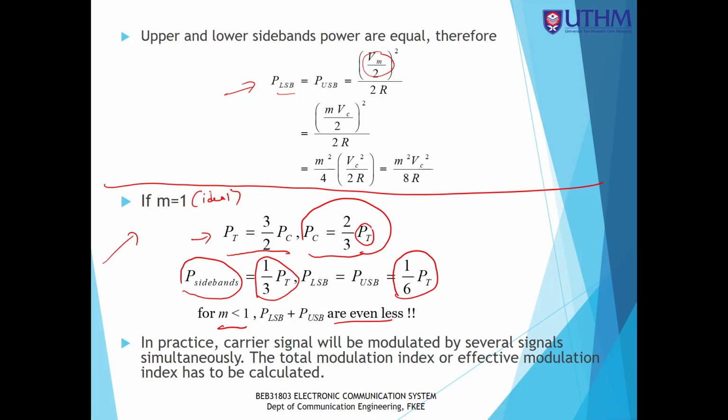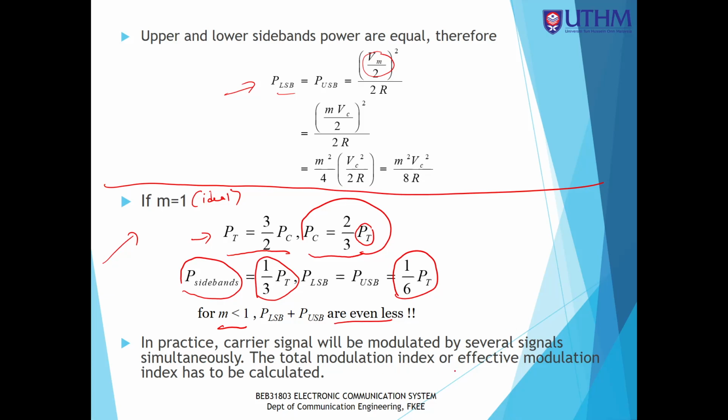Okay, because the carrier does not contain any information. It's like an empty box. Dia macam seperti tin kosong yang mana tidak mengandungi sebarang info. Okay. So in practice, a carrier signal will be modulated by several signals simultaneously.